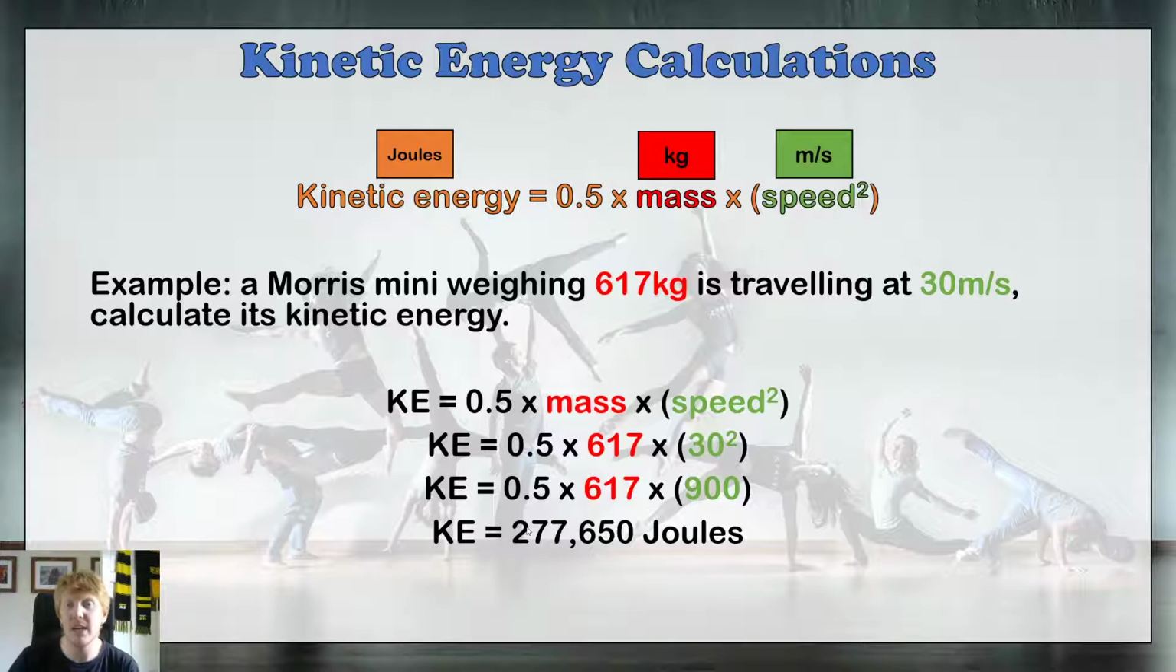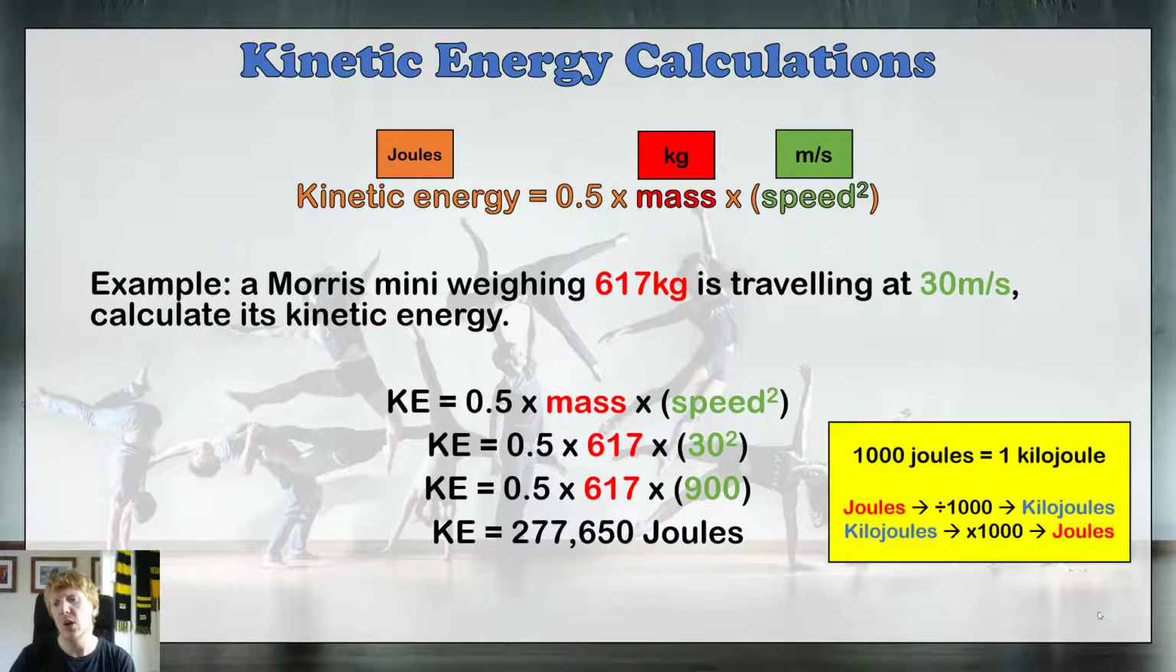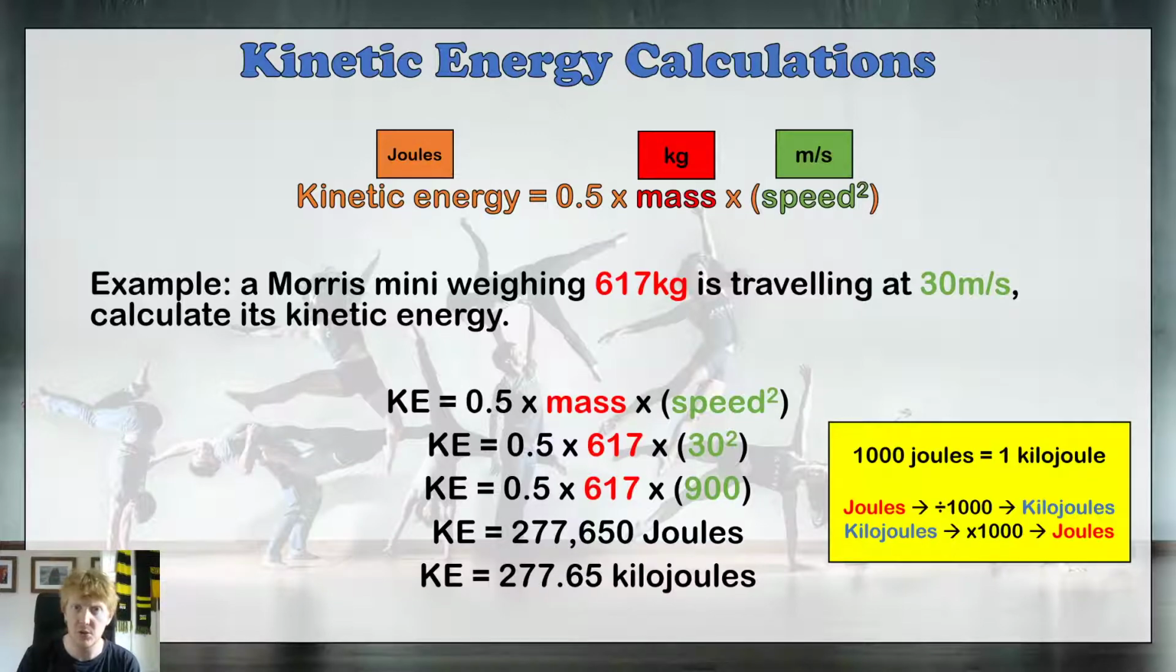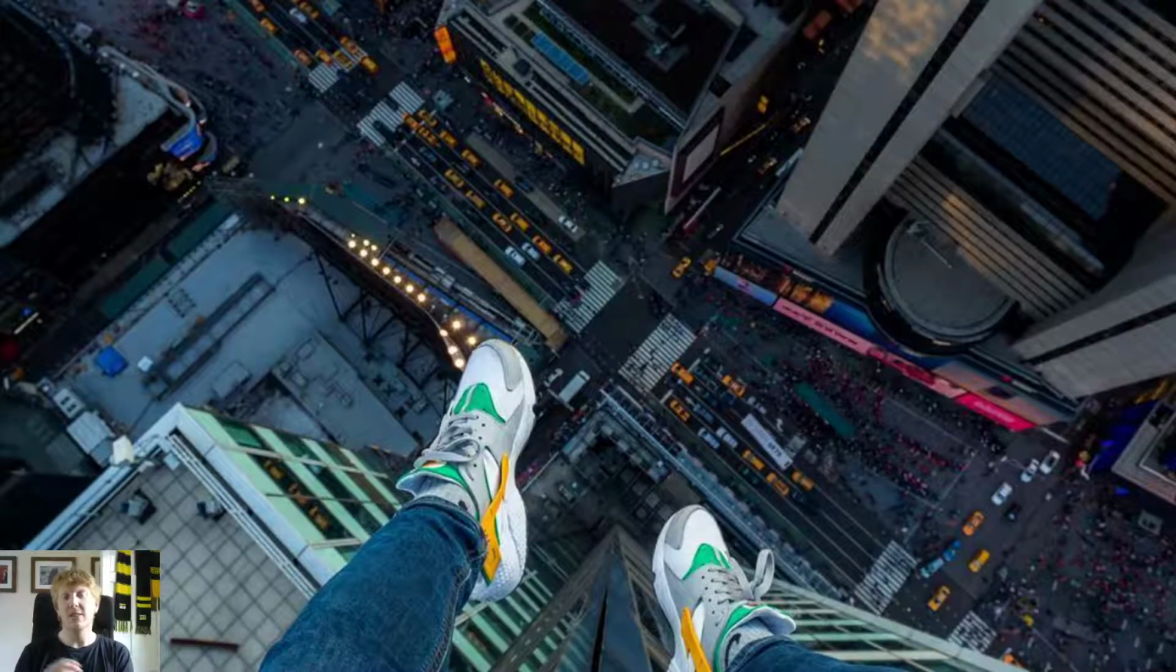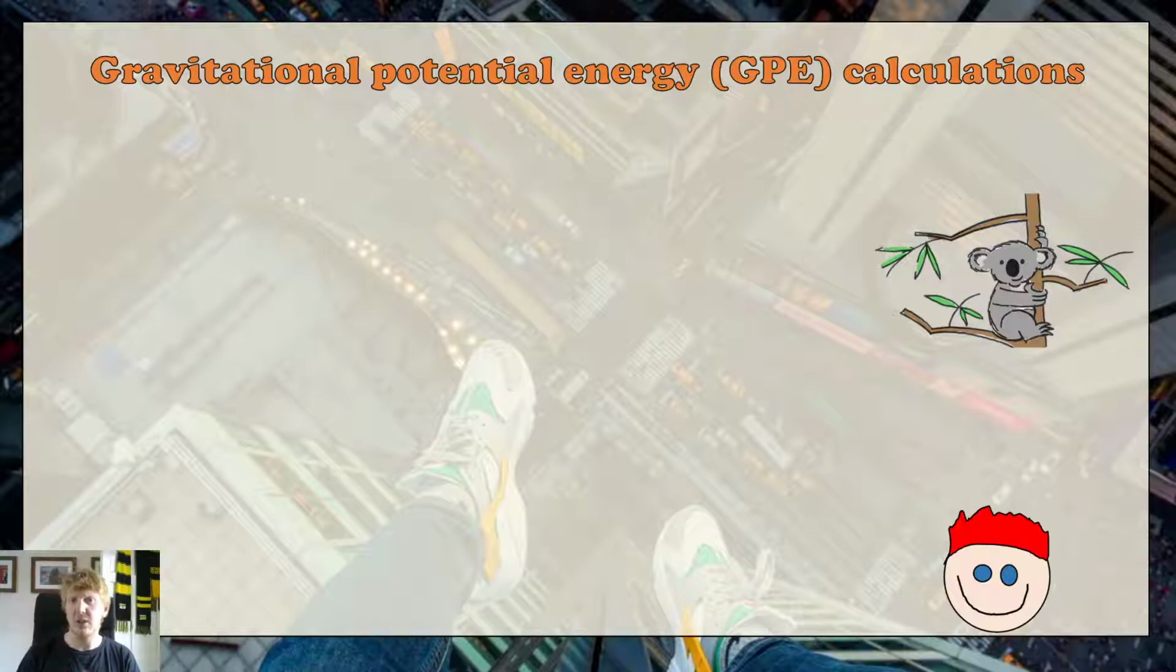If you get a big number like this, often they'll ask you for kilojoules in the answer. To get from joules to kilojoules, all you need to do is divide by 1,000, because there's 1,000 joules in 1 kilojoule. So just take that number, divide it by 1,000, which gets you 277.65 kilojoules of energy for that Morris Mini. Okay? All right, so let's look at this next one, which is lifting objects up, or gravitational potential energy.